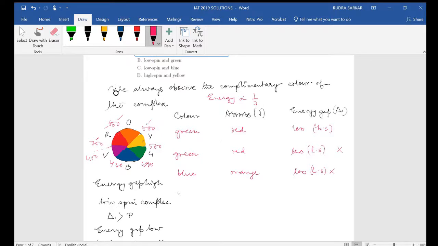Next one they say it is yellow. Okay, so if it is yellow, it is absorbing what? Violet. That means energy gap is very high. Okay, high energy gap. So actually it should be low spin, but in the option they are giving it has to be as high spin. So again, if they are saying high spin, then it is wrong. So the only correct option out here for this question will be option A.